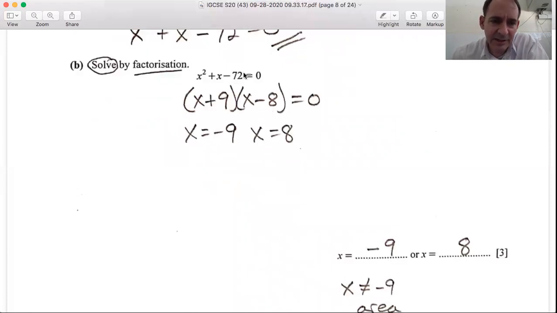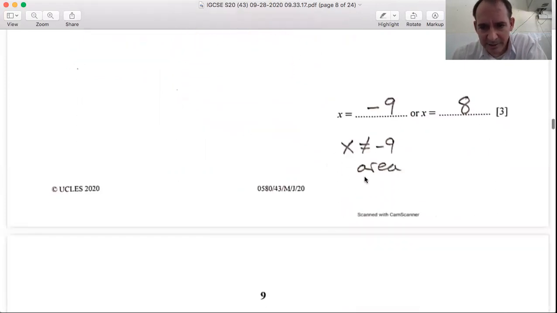The factors of 72 that differ by 1 are 8 and 9. And we want the 9 to be positive and the 8 negative. So 9 minus 8 is a positive 1. Solve both of those, you get x equals negative 9 and x equals 8. Now we'll come back to this right here.